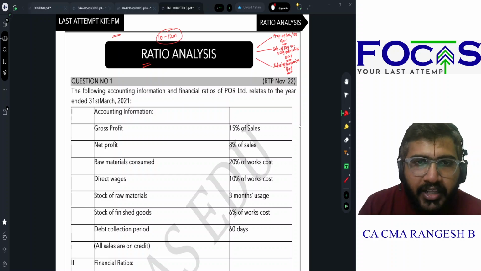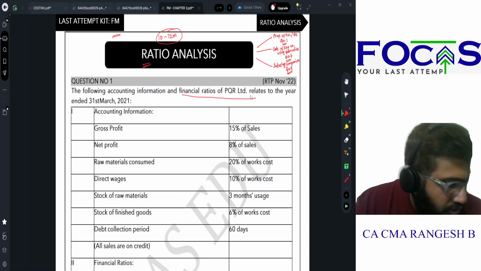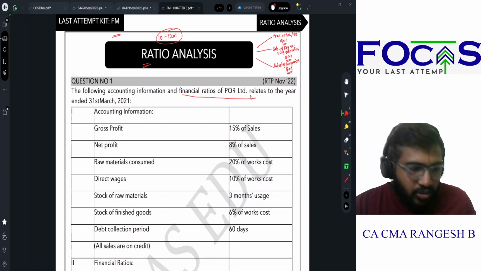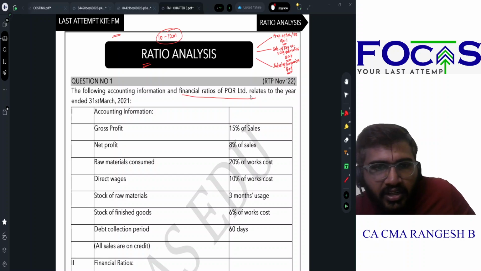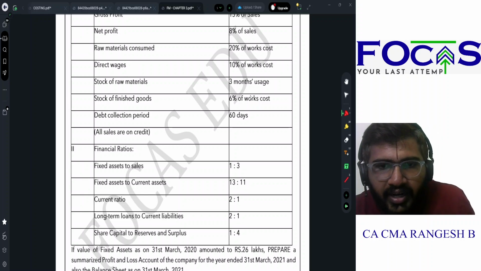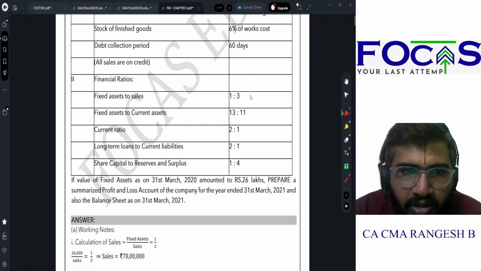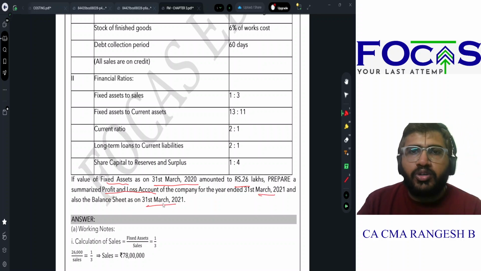of financial management paper. So question number 1: the following accounting information and financial ratios of PQR Limited relate to the year ended 31st March 2021. GP, NP, raw materials consumed, direct wages, stock of raw materials, stock of finished goods, debt collection period, financial ratios, fixed assets to sales, fixed assets to current assets, current ratio, long-term loans to current liabilities, share capital to reserves and surplus. If the value of fixed assets as on 31st March amounted to 26 lakhs, prepare a summarized P&L account for the year ended 31st March and balance sheet as on 31st March 2021.